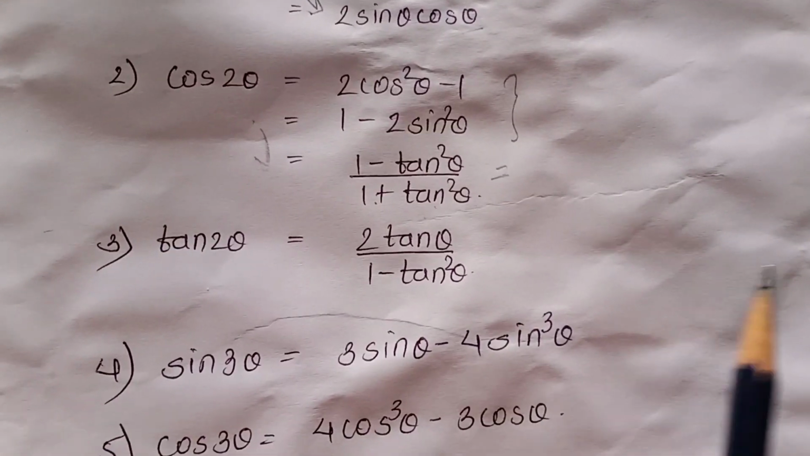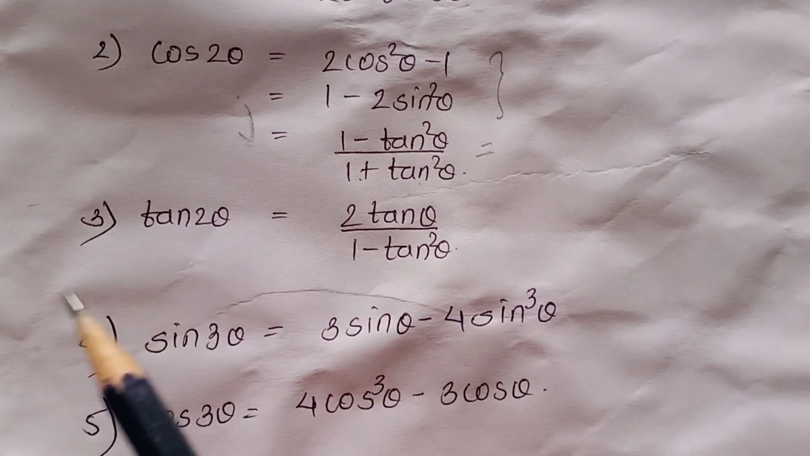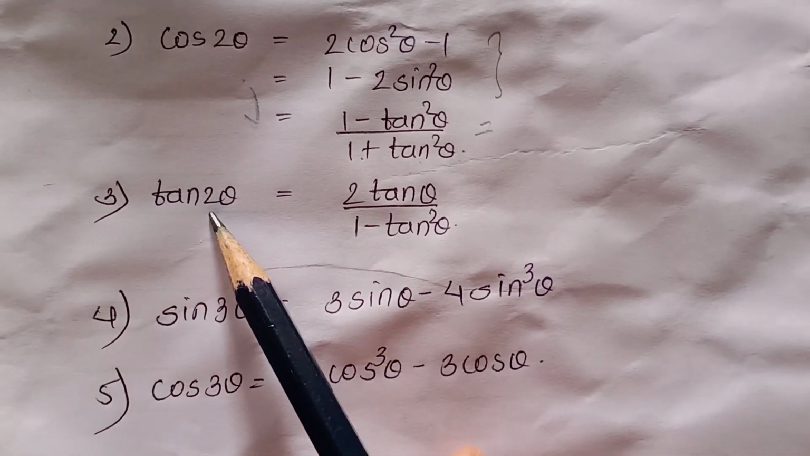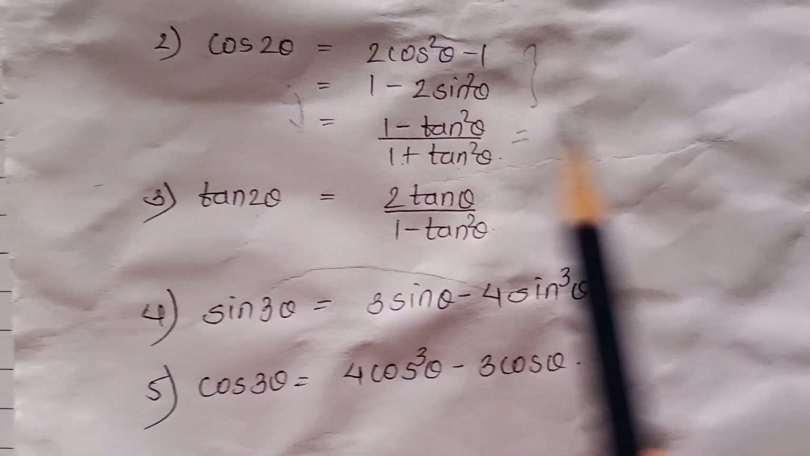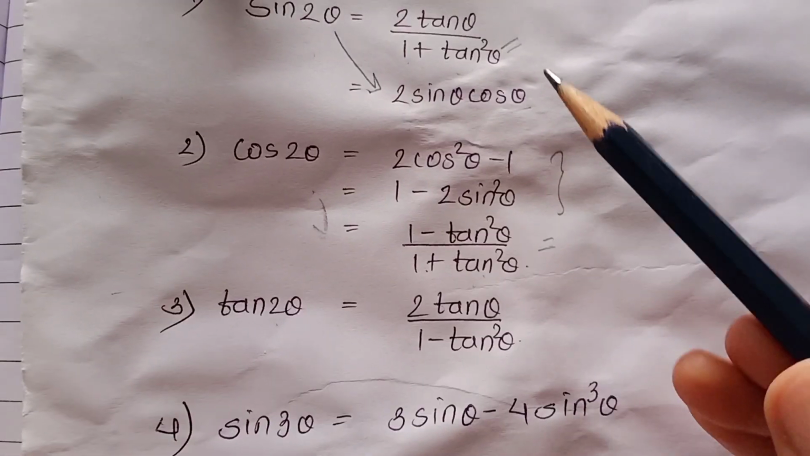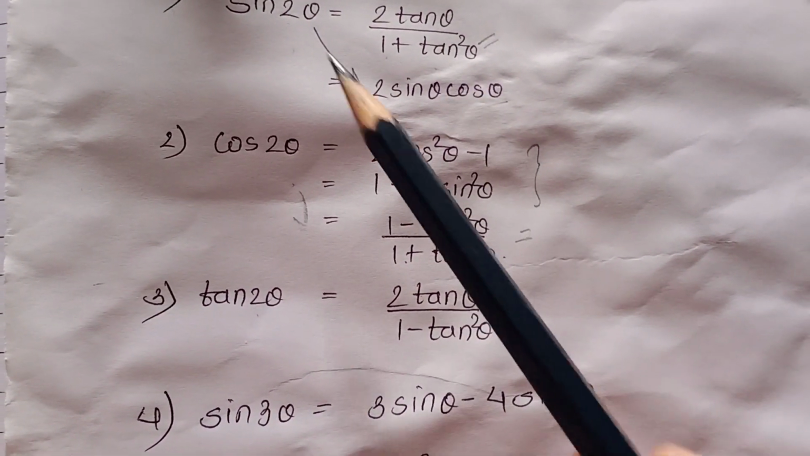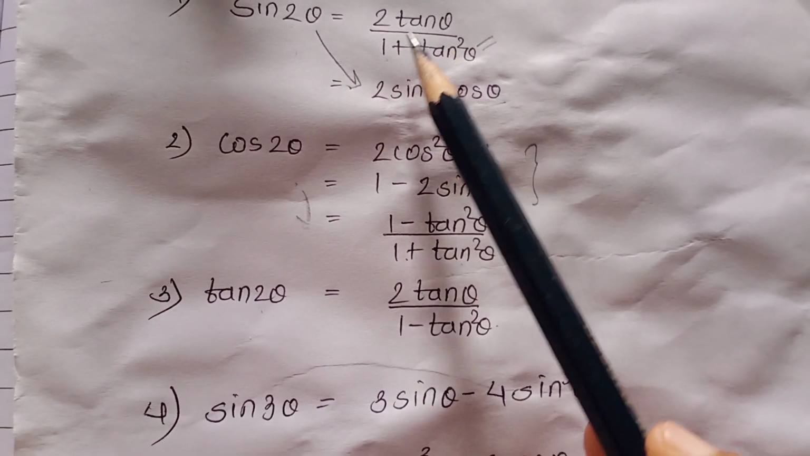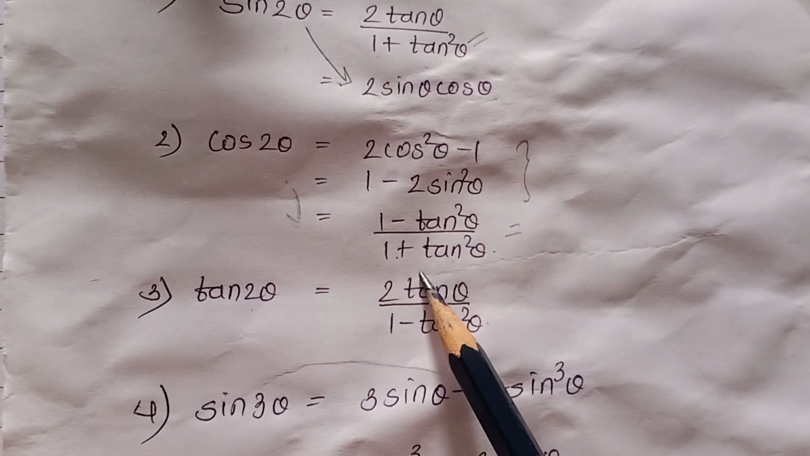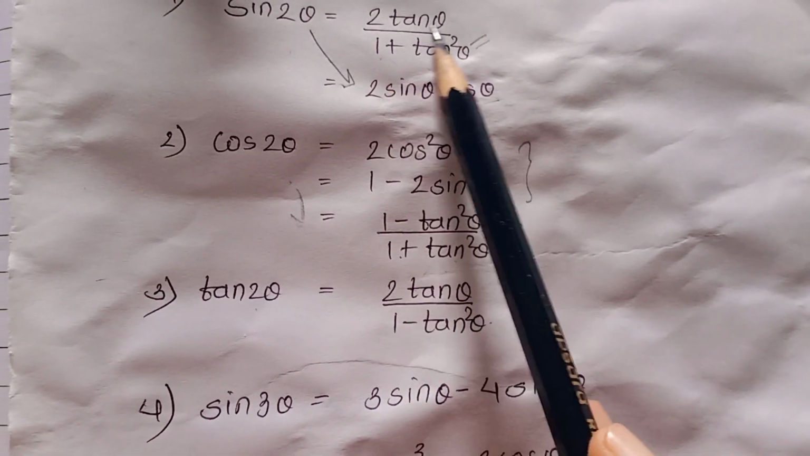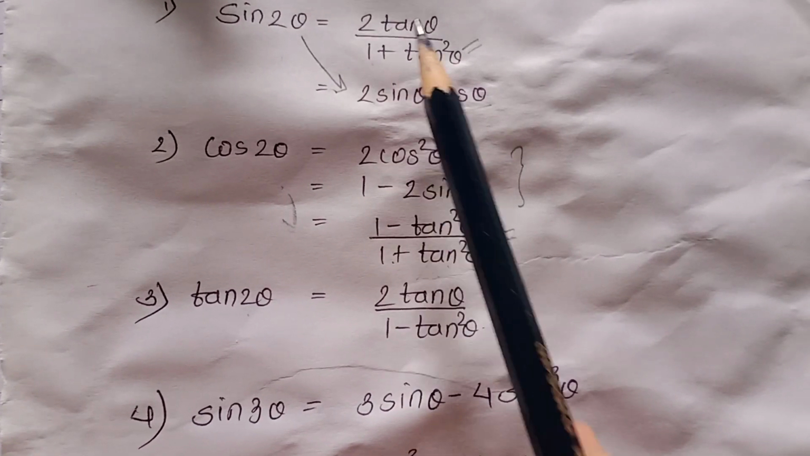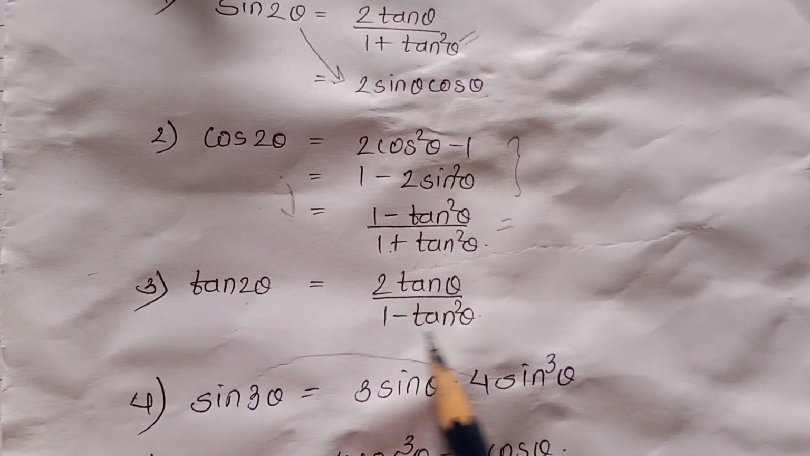Now there is another formula for tan 2 theta in tan form only. You can find this formula by dividing the two tan forms of sin 2 theta and cos 2 theta. After dividing them, the 1 plus tan square theta and 1 plus tan square theta will get cancelled, and your formula of tan 2 theta will be 2 tan theta upon 1 minus tan square theta.